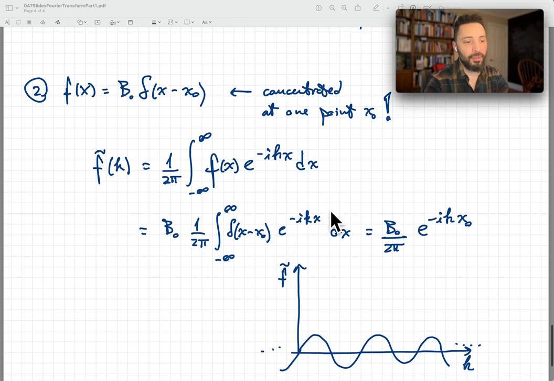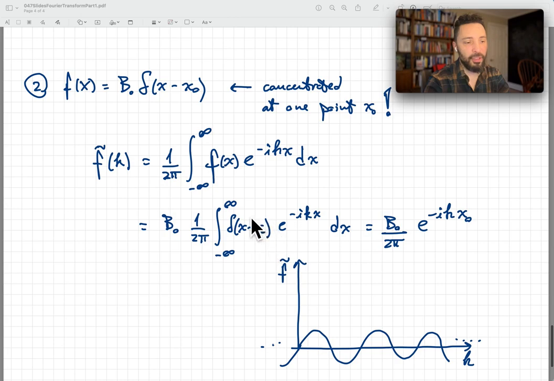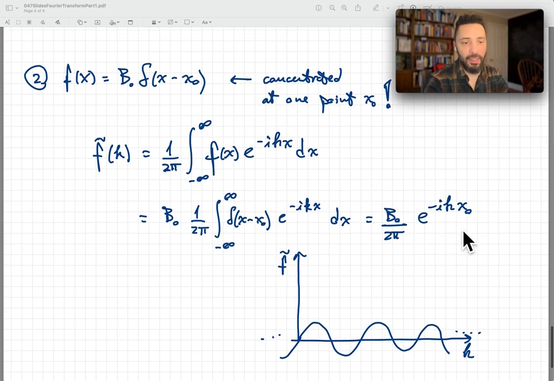So remember that the Dirac delta is like a Kronecker delta, but now for integrals instead of for a sum. And we're covering all possible values of x. And so this simply gives us b0 over 2 pi, that's just along for the ride, and e to the minus ikx0. And so this now gives us the reverse of the situation we saw before. This is a function which, you can plot it in the complex plane, is the cosine of kx0 minus I sine of kx0.